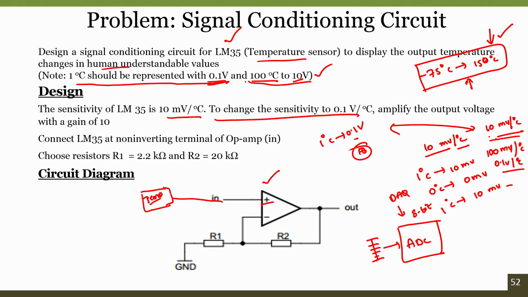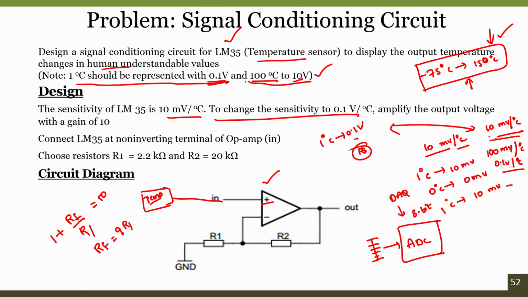Now, how do we design with a gain of 10? We know the gain of a non-inverting amplifier configuration is 1 plus RF by R1, and it is required to be 10. If I design RF equal to 9 times R1, then the problem is solved. If I consider R1 as 1 kilo, RF would be 9 kilo, but identifying a matching resistor is very hard.